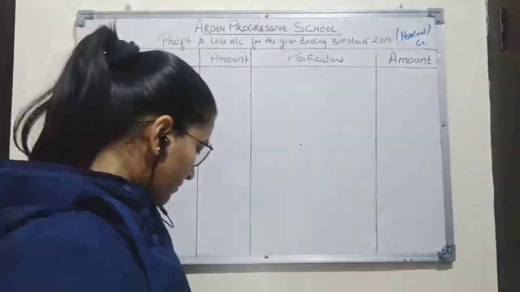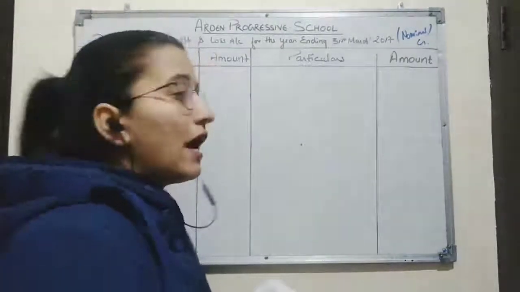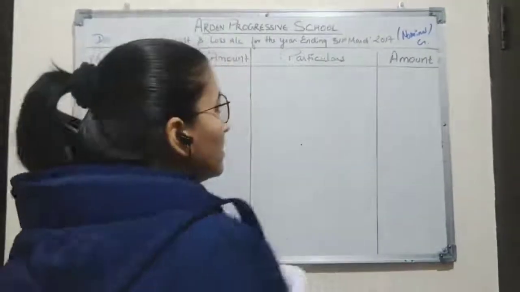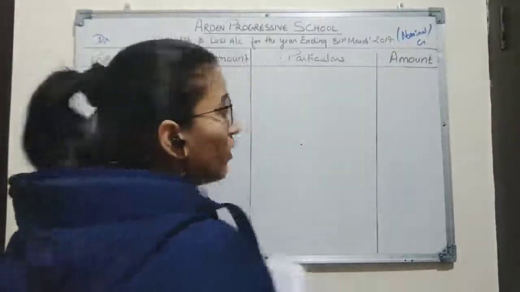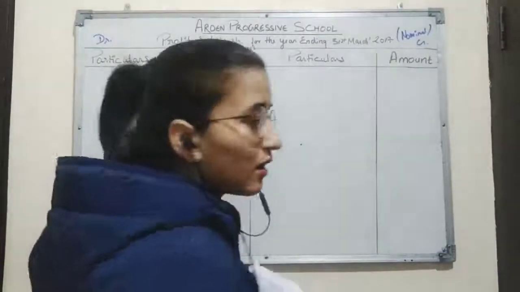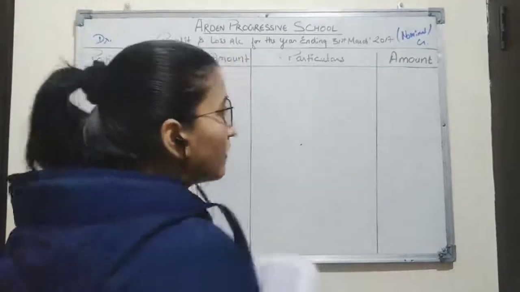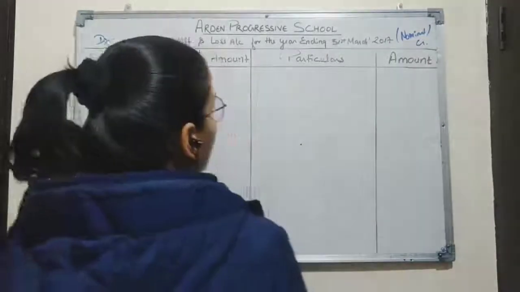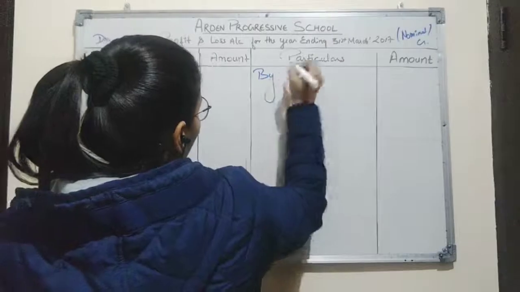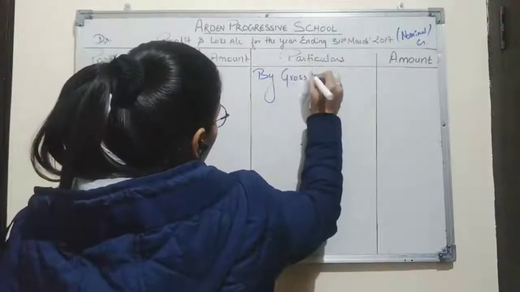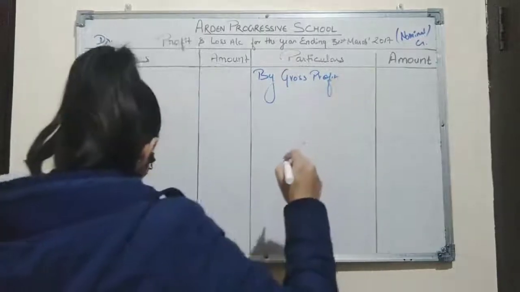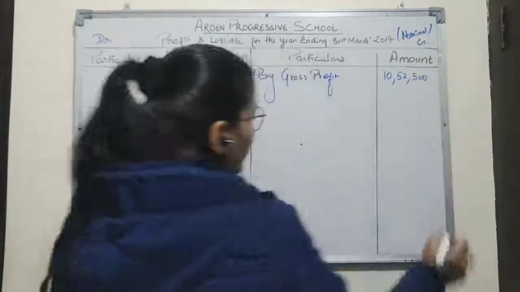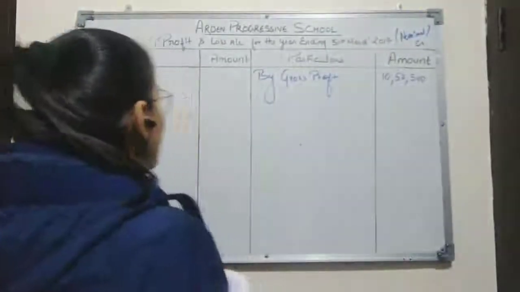Now according to the question, first we have been given gross profit. As we know, gross profit is calculated by preparing trading account. So here we will transfer that gross profit on credit side of profit and loss account. As gross profit is an income for the company, and we know according to nominal account rule, we record all the incomes on credit side. So here first income will be by gross profit. Amount of gross profit is 10,52,500.